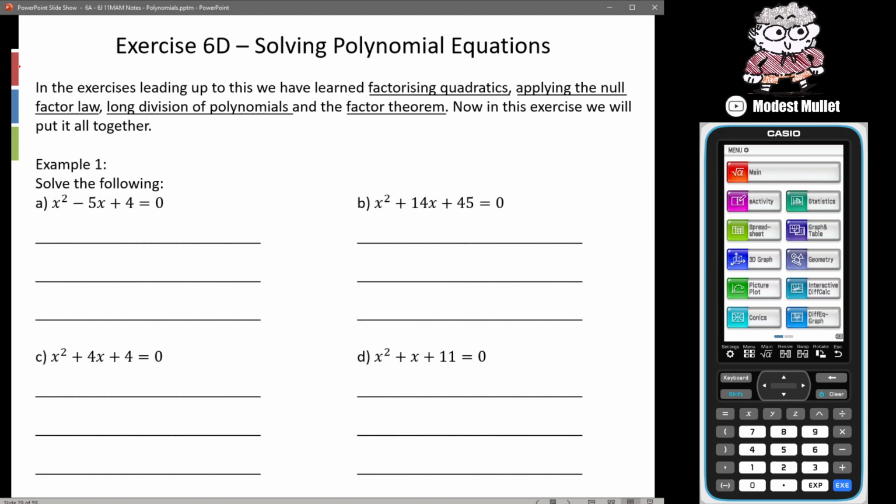So all our skills, especially surrounding quadratics, will become really important in this exercise, because when we start factorizing down quartics and cubics, one of the factors almost always ends up turning into a quadratic, and then we need to use our quadratic skills to help with those.